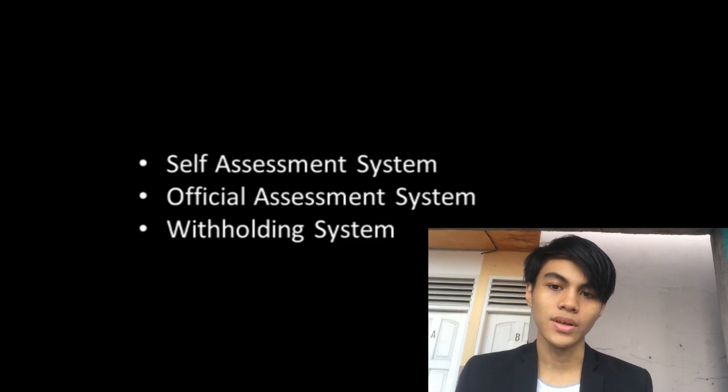And then we jump into the tax collection system. No matter how much tax you owe, you need a good collection system for that. In Indonesia, there are 3 systems to collect taxes. The first one is to self-assess, or doing it by official assessment, or by the withholding system.